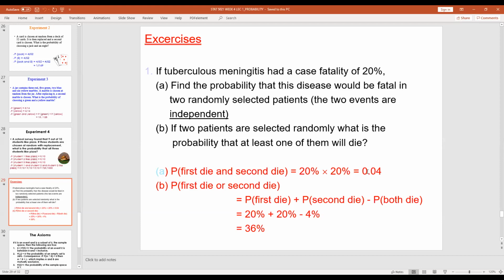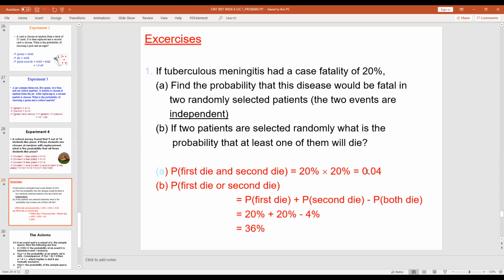Okay, the probability of at least one of them, let me correct myself. When I talk about fatality, because what was given here is 20%, it's more or less like a death rate. So the first one that I talked about the other time: find the probability that this disease will be fatal. Choosing any 2 patients at random, it's just like the probability of dying, the probability of fatality.